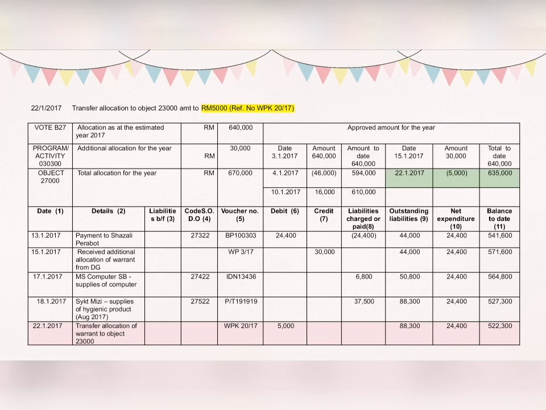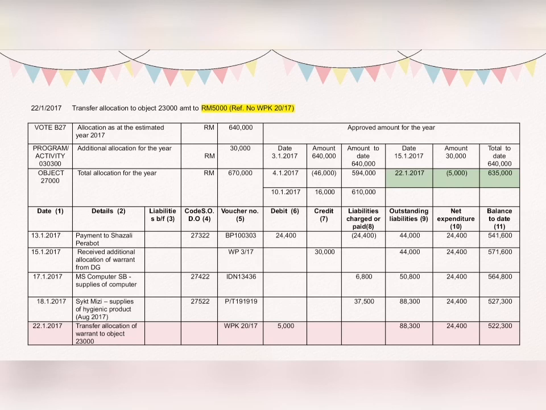Next, there is a transfer allocation to object 23000 amounted to 5,000. Notice the word "to". This means that this is a virement out. So for virement out, we will record the amount as a negative value in part 2, which means that the allocation is transferred out. So that's why we reduce the total to 635,000.